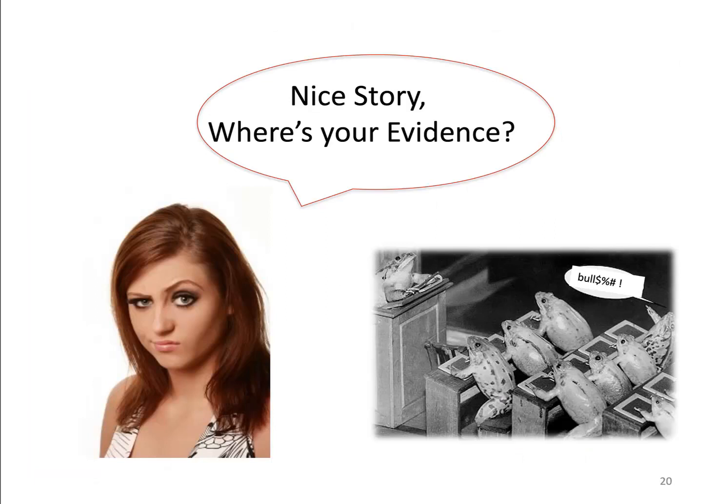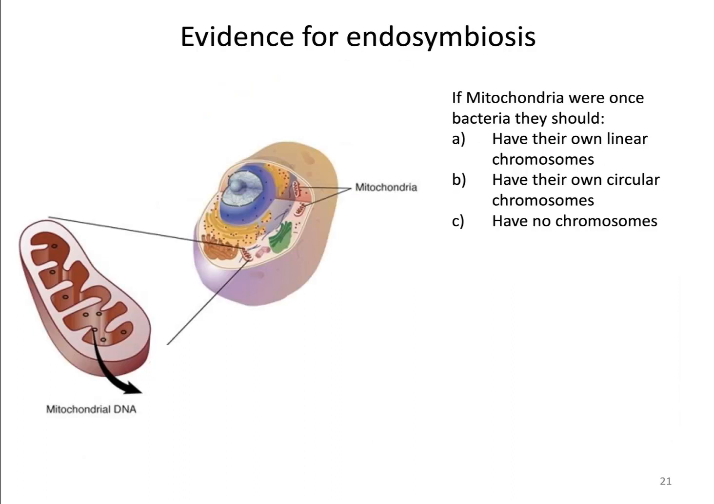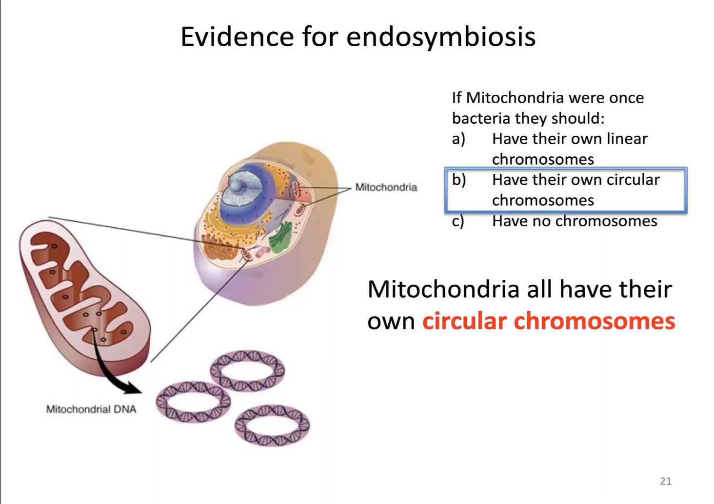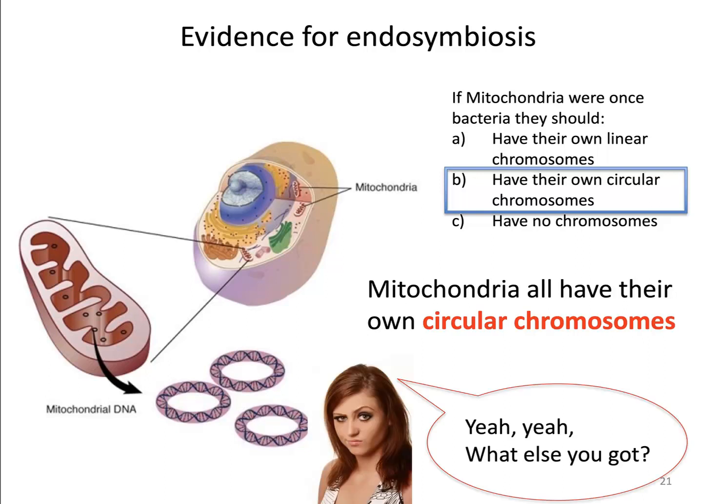So that's a great story, but what's the actual evidence for this? So one piece of evidence for mitochondria, and let's just go ahead and actually answer this question to start. If mitochondria were once bacteria, what should their DNA look like? If you said their own circular chromosomes, you are correct. So if mitochondria were originally bacteria, they should have their own circular chromosomes, just like bacteria have circular chromosomes. And in fact, mitochondria all have their own circular chromosomes. So this is a great piece of evidence in support of endosymbiosis. Okay, what other pieces of evidence do we have?